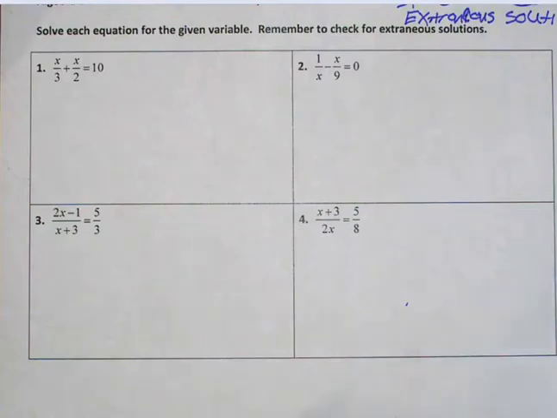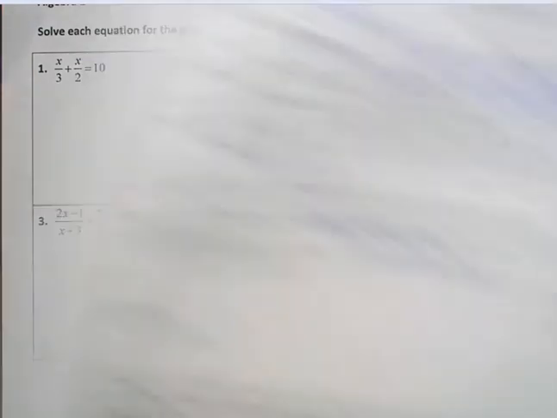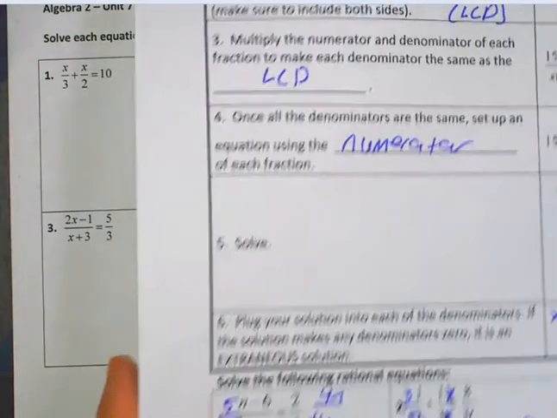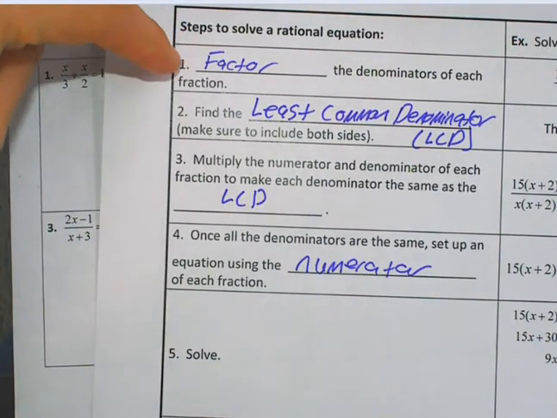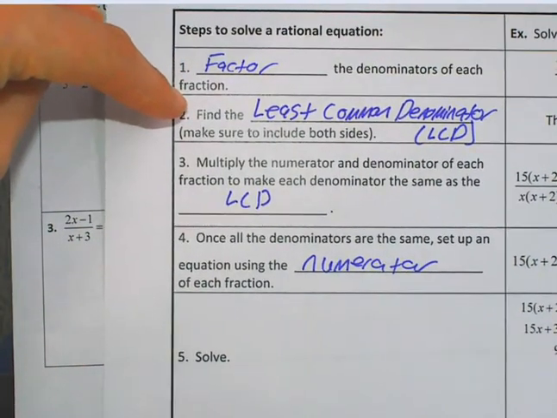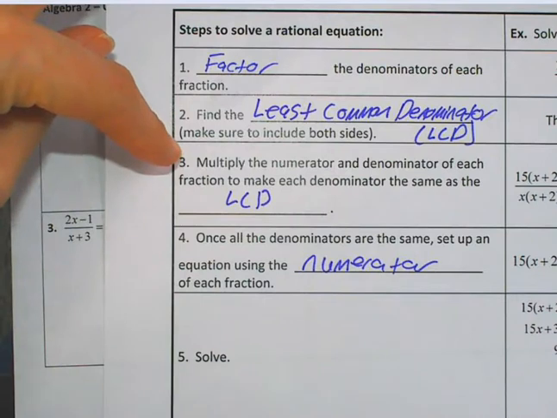Okay, this is the homework for solving rational equations. Now, in your notes, you have the steps of what you should be doing. The first thing you want to do is factor the denominators for each fraction, find the least common denominator for both sides, multiply the numerator and the denominator for each fraction to make each denominator the same.